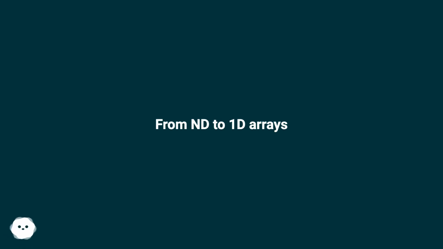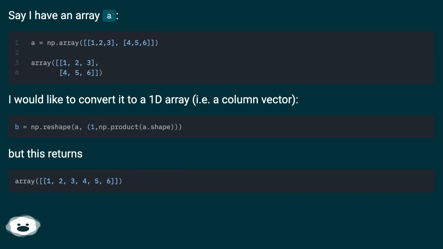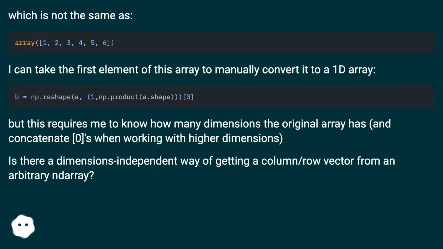From ND to 1D arrays. Say I have an array A. I would like to convert it to a 1D array, i.e. a column vector. But this returns, which is not the same as.